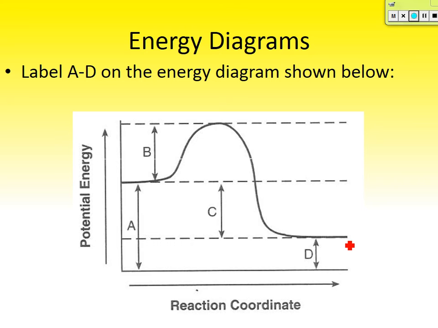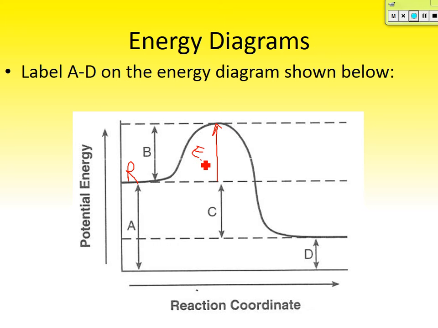Okay, let's see if we've got this concept real quickly. I've got this energy diagram up here, and it's labeled A, B, C, and D. Guys, quickly, what is A telling me? The energy of what? The reactants. So that's the energy of the reactants. What is B telling me? It looks like it's about the same size as this hill. What is B?